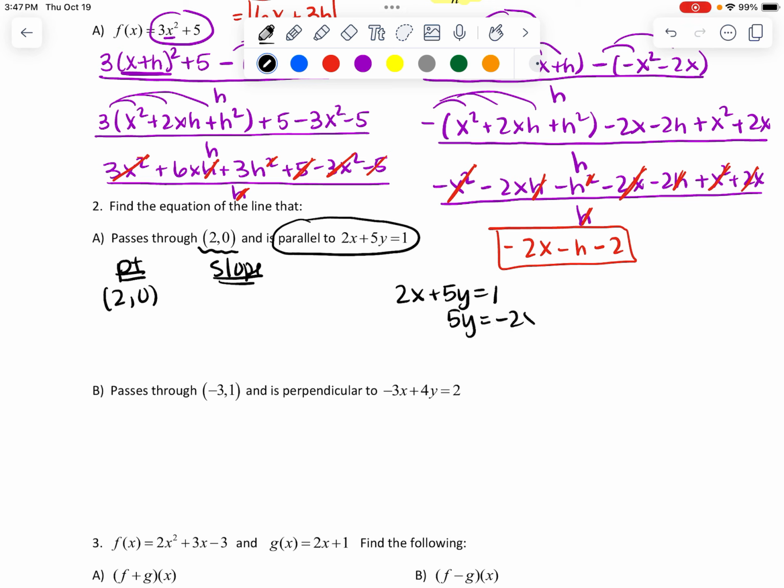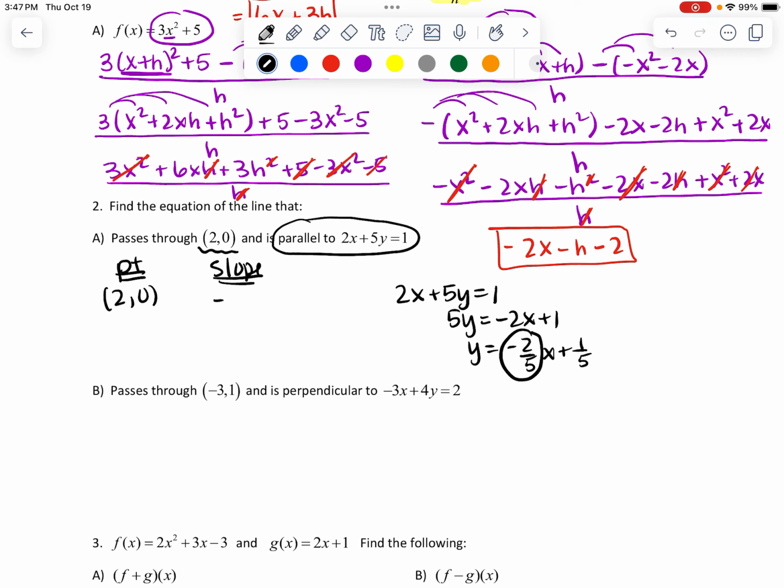So I'm going to get negative 2x plus 1, and then I'm going to divide by 5. So y is going to give me negative 2/5 x plus 1/5. So I divided everything by 5. Now the slope ends up being the number in front of your x. Remember, y equals mx plus b.